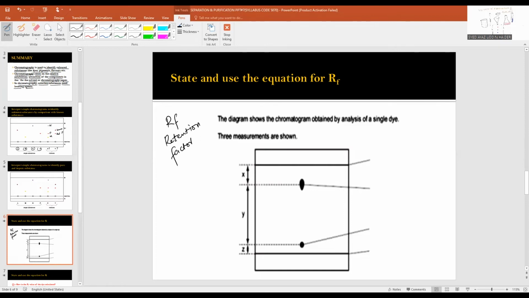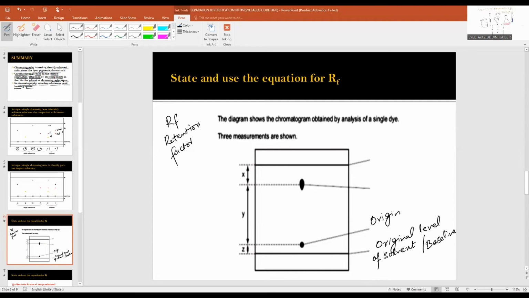You see this diagram showing a chromatogram obtained by analysis of a single dye. This line is the original level of solvent, also known as baseline. Here is the original spot of dye.